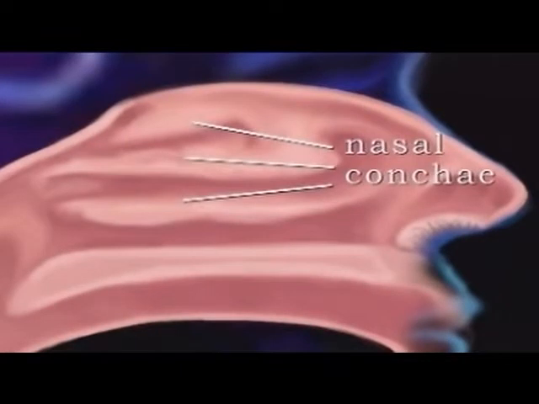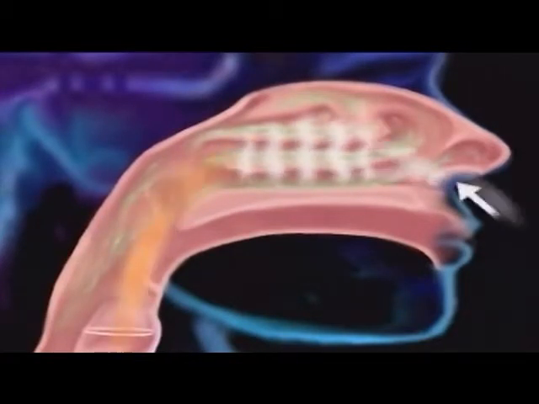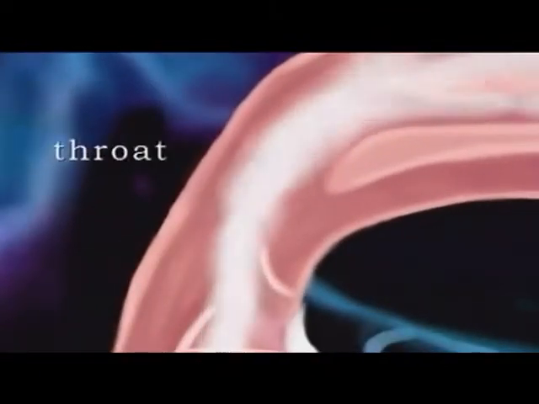Three flat, spongy plates of bone, called nasal conchae or turbinates, protrude into the nasal passages. Blood flowing through the membranes on these plates causes them to act like radiators, warming the air as it flows by. Air moves from the nasal cavities through the pharynx or throat.